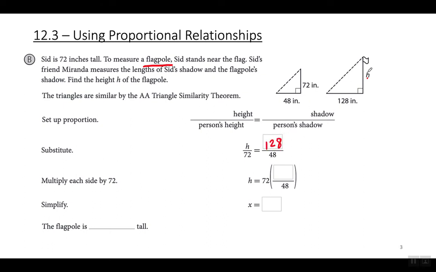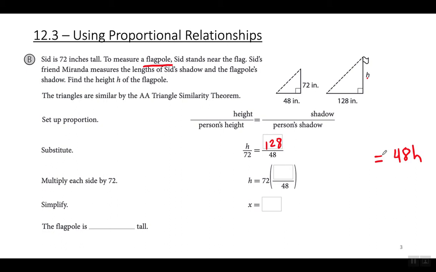So if I start with the triangle on the right and put it over the triangle on the left, I got to do the same thing when I compare the other sides. Now you would just multiply diagonally. They make it look a little bit more complicated. I'm not going to write it the way they did it because I don't like that way. So basically, if you multiply diagonally, it's going to be 48h equals 128 times 72.